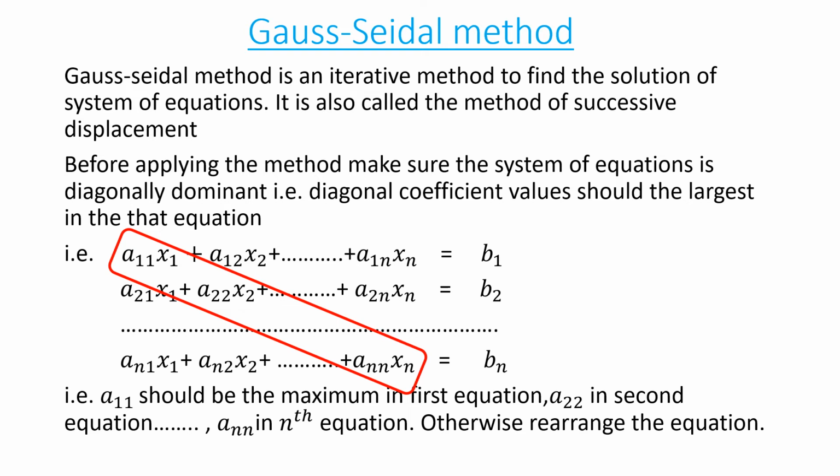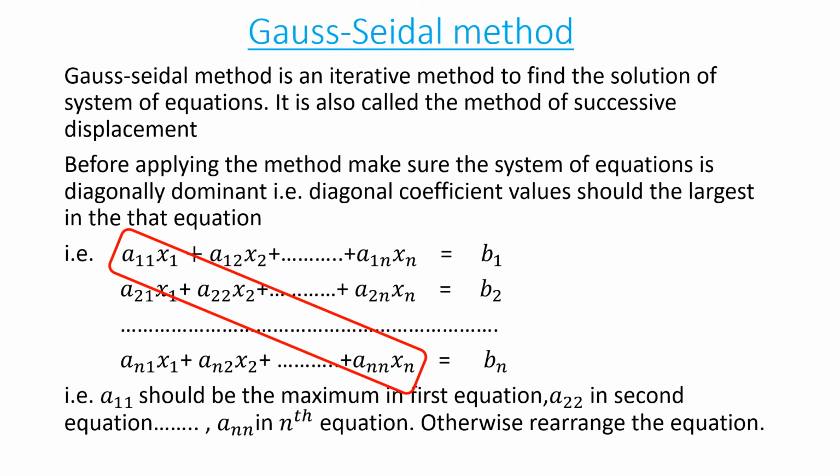Now, as you see in this equation, A11 is the coefficient of the first equation and that should be the biggest in that first equation. A22 should be the biggest in the second equation. A33 should be the biggest in the third equation and so on. Ann should be the biggest in the nth equation. That is called diagonally dominant.